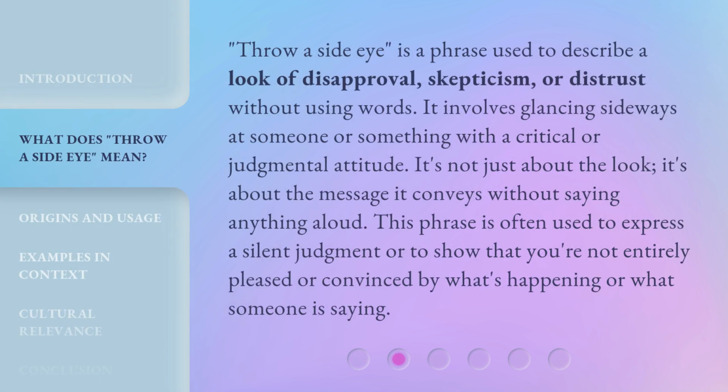Throw a side eye is a phrase used to describe a look of disapproval, skepticism, or distrust without using words. It involves glancing sideways at someone or something with a critical or judgmental attitude. It's not just about the look. It's about the message it conveys without saying anything aloud. This phrase is often used to express a silent judgment or to show that you're not entirely pleased or convinced by what's happening or what someone is saying.